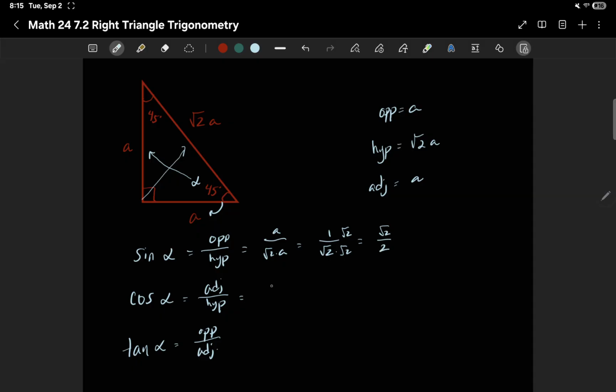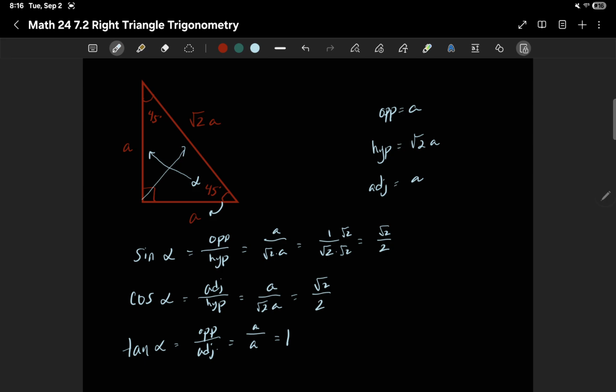And cosine, adjacent is A, and the hypotenuse, once again, is root 2 times A. So the same math would occur, and we'll get root 2 over 2 here. For tangent of alpha, the opposite is A. The adjacent is also A. And so A over A is equal to 1.